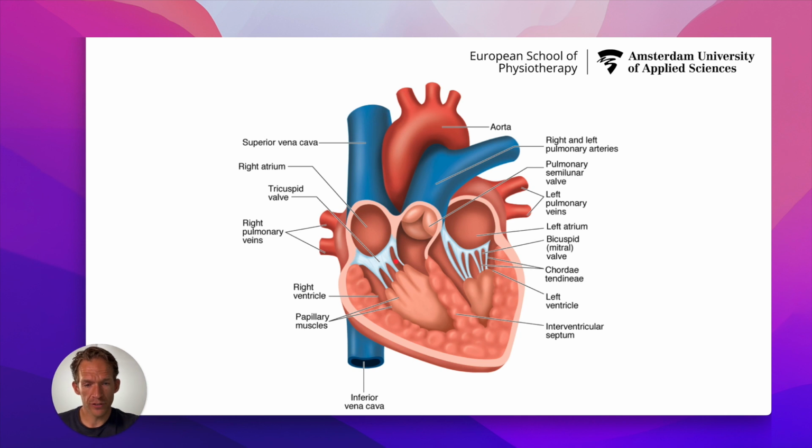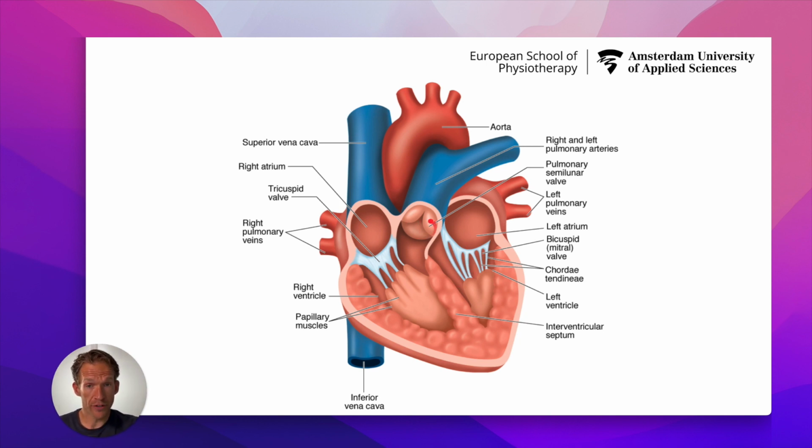The different valves are not so clear to see, or at least the AV valves are not so clear to see, but right here you can see that we have one valve that is called the tricuspid valve, and that is positioned on the right side between the right atrium and the right ventricle. On the left side, we have the mitral valve or the bicuspid valve, and that is the connection between the left atrium and the left ventricle.